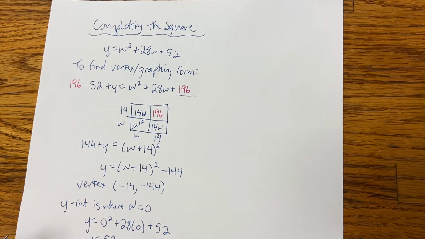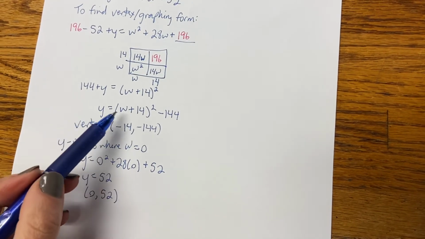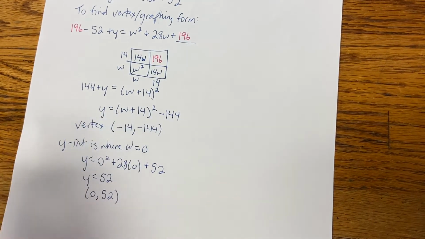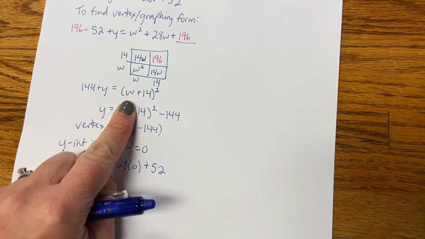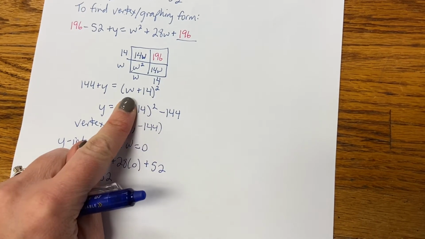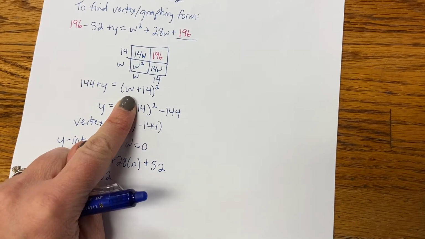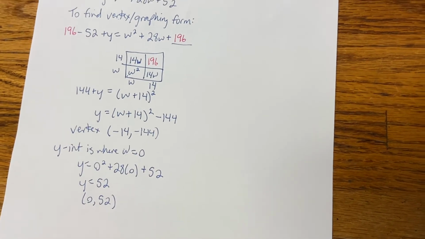And then the other way you can do it is using the vertex form, plugging in 0 here, and then you would do 14 squared, which is 196, subtract 144, and you would get 52 as well. So that's the other way to find the y-intercept if you're given vertex form.